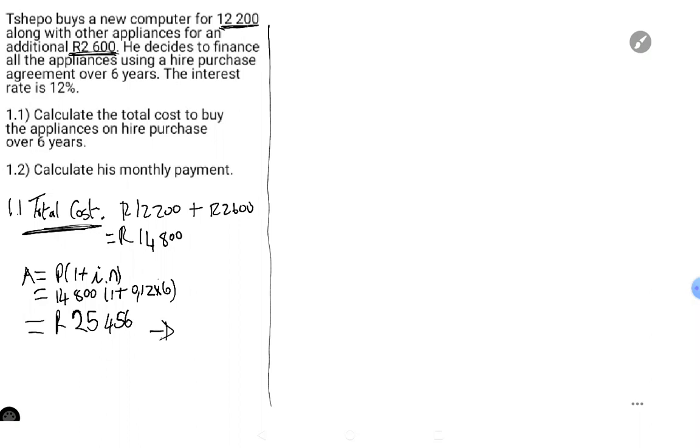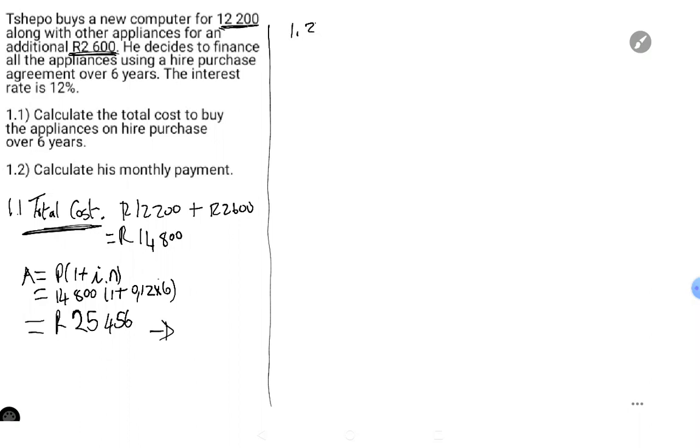And remember, the most important thing to remember here is that hire purchase uses simple interest, same formula. Always remember that, don't mess it up. All right, so let's go to 1.2.